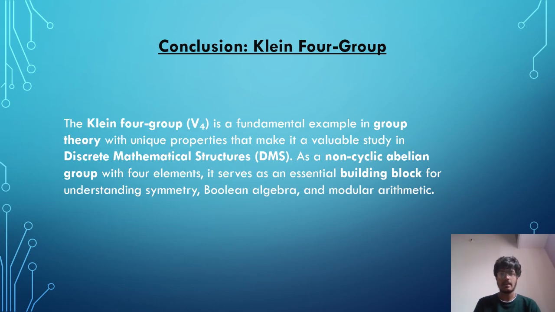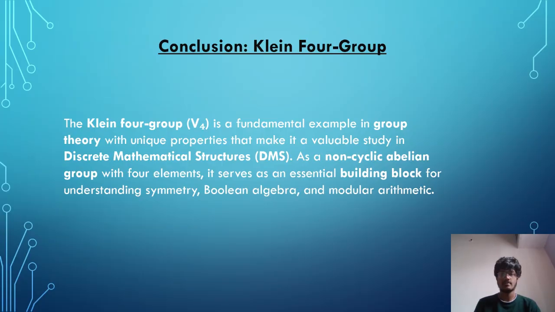What are the four properties? Nothing but associative, commutative, inverse, and identity. If it is an abelian group, it should obey these four properties: inverse, identity, commutative, and associative.